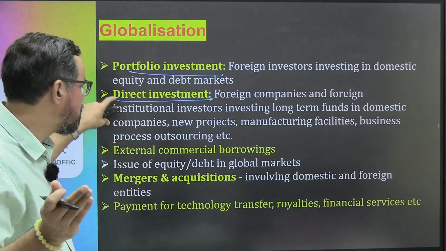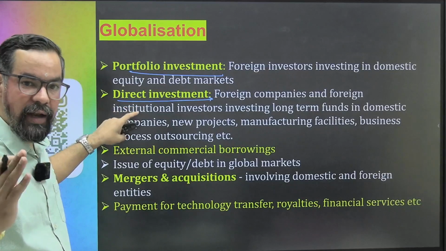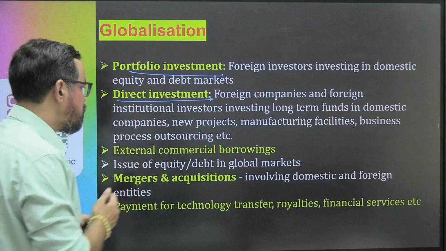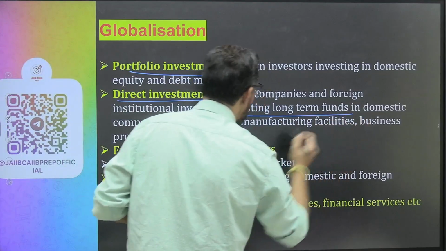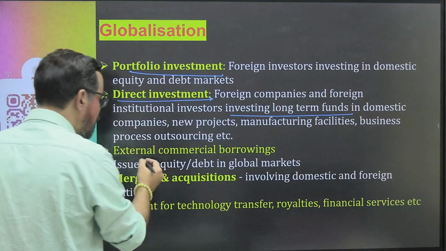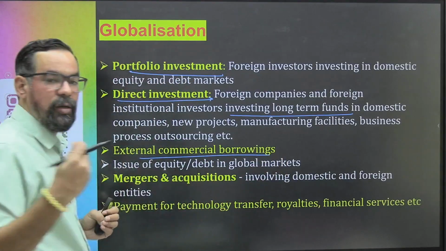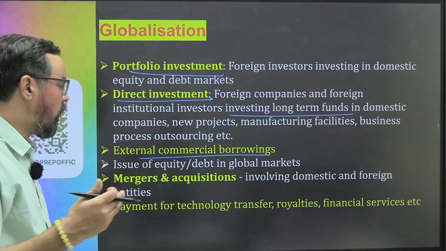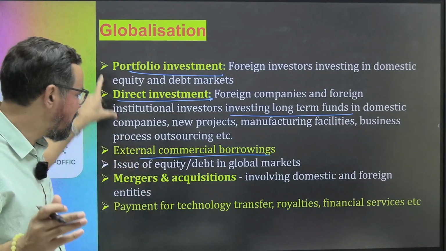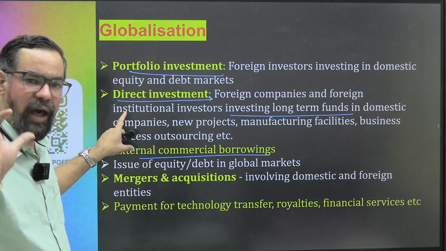ODIs is not mentioned here. Overseas direct investment is done by the Indians. So foreign companies and institutional investors invest long-term funds in domestic companies, new projects and all. External commercial borrowings are done by the Indian banks, like when any Indian company raises funds from outside India. These are the things which we have discussed in detail in our Module A itself.